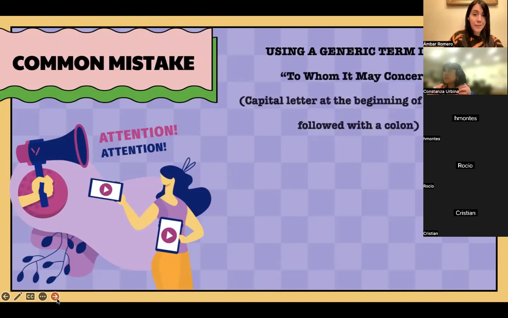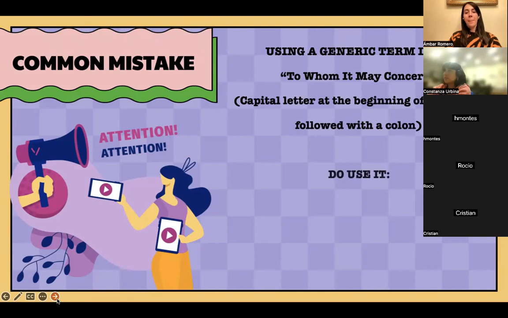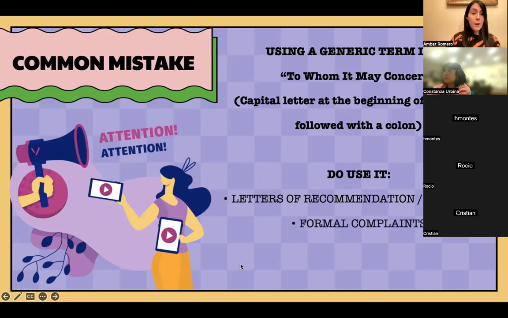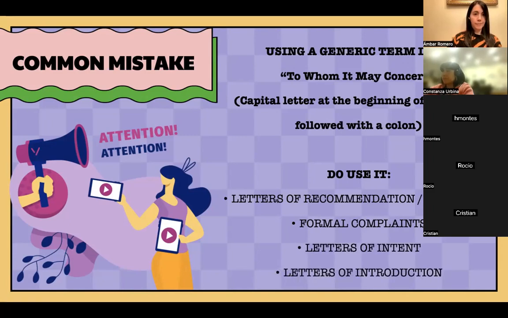And maybe you are wondering which these examples are. We can use "To whom it may concern" if you're writing a letter of recommendation. Imagine that you are applying for a scholarship and you're asking a professor for a letter of recommendation or reference. "To whom it may concern" is fine, okay? Formal complaints: you're writing to a company, you bought a product and you're complaining. "To whom it may concern" is okay. Letters of intent, letters of introduction. Okay, so in these contexts, "To Whom It May Concern", written with a capital letter at the beginning of each word, is correct, is appropriate.